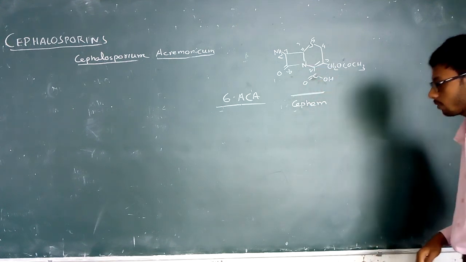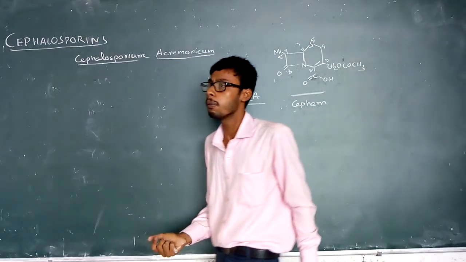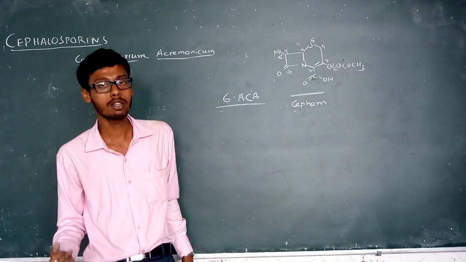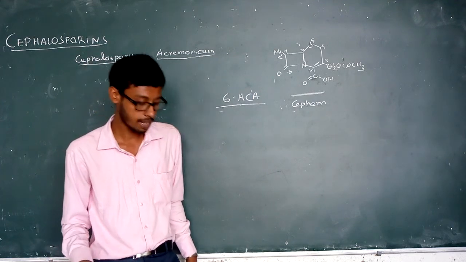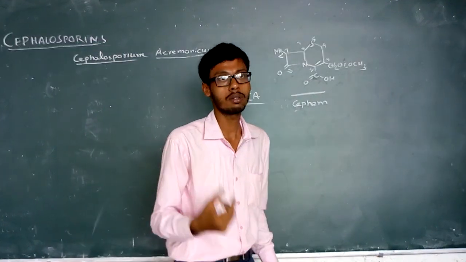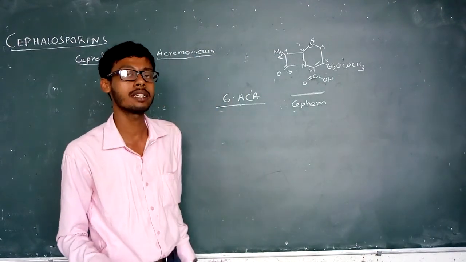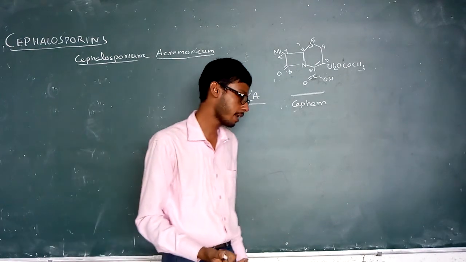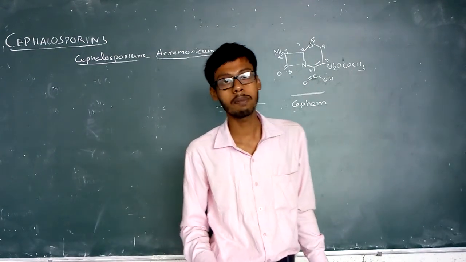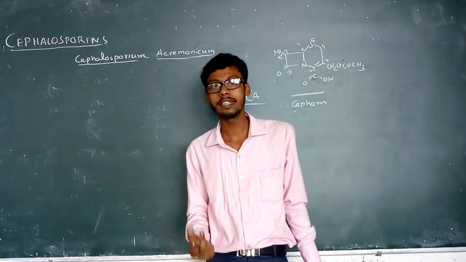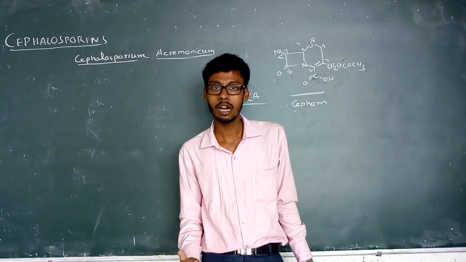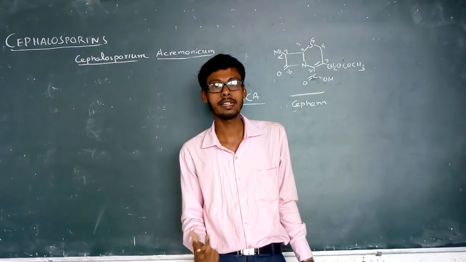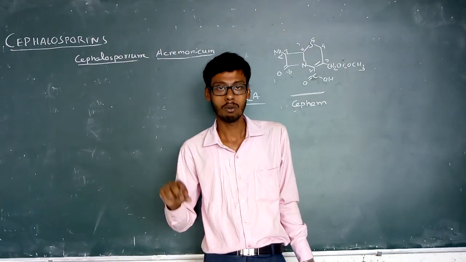So cephalosporin is more beta-lactamase resistant as compared to the penicillins, and the mechanism of action of cephalosporins is the same as we studied in the penicillin. It shows its antimicrobial activity by a bactericidal effect, and it kills the bacteria. By which method is it killed? It kills the bacteria by inhibiting cell wall synthesis.